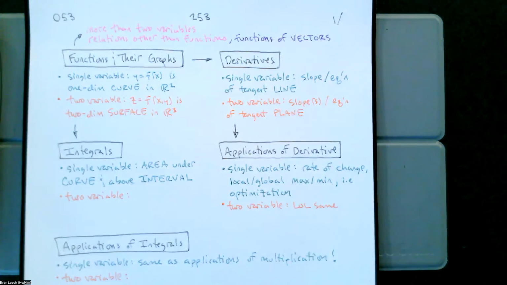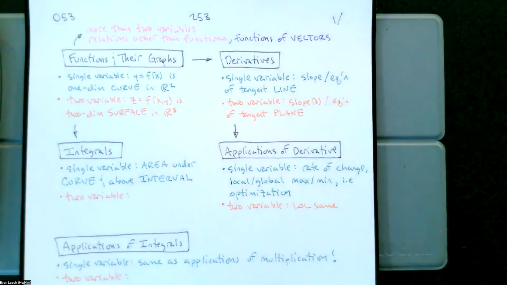Top boundary is the curve, bottom boundary is the interval from a to b. So your definite integral from a to b of f of x dx, the a to b is your floor, and the f of x is your ceiling.